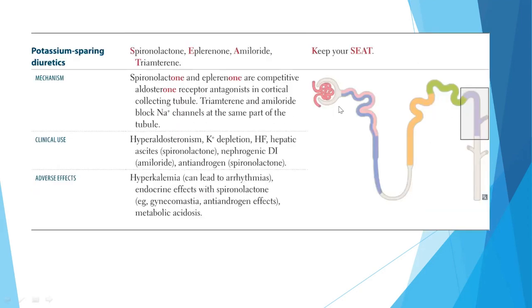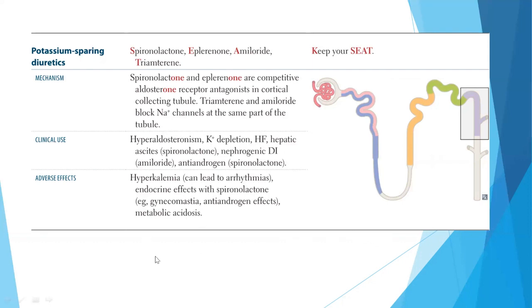Again, spironolactone and eplerenone are competitive aldosterone receptor antagonists. They are used in hyperaldosteronism, which can cause hypertension and hypokalemia, so potassium depletion will be there. They are also used in heart failure, hepatic ascites, and nephrogenic DI. It can cause hyperkalemia, and it can also cause metabolic acidosis.